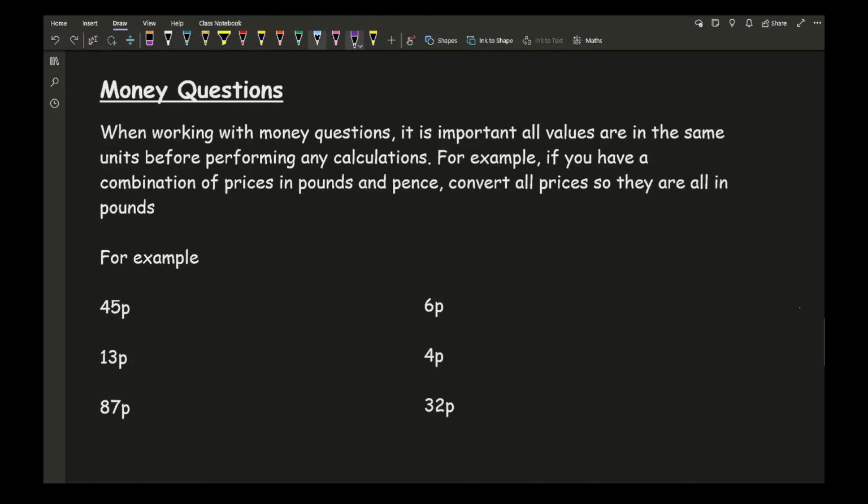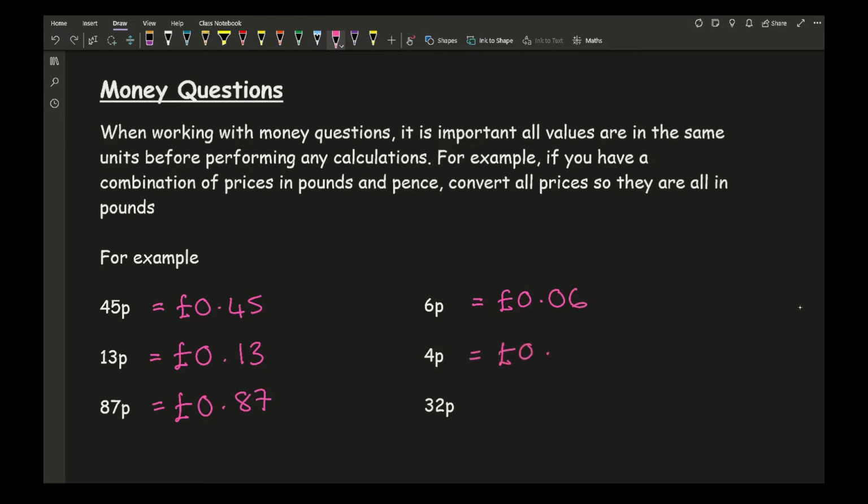So for example, if you had 45 pence, then that would be converted into 0.45. If you had 13 pence, then that would be converted to 0.13. 87 pence would be converted to 0.87. 6 pence would be 0.06. 4 pence would be 0.04. And 32 pence would be 0.32.